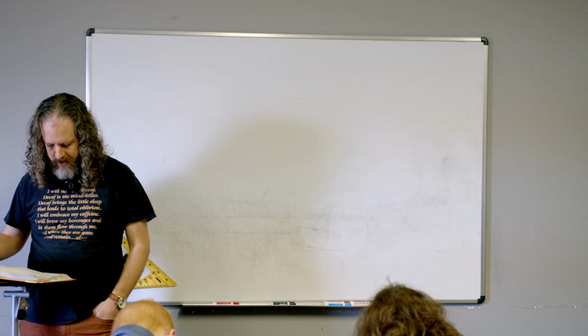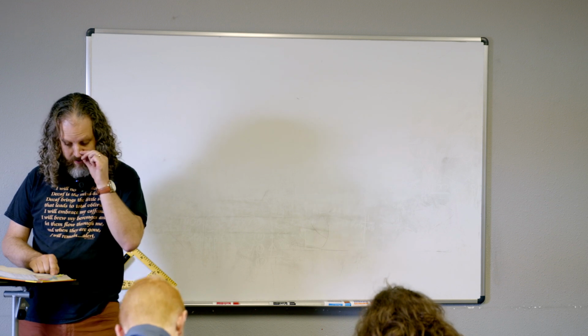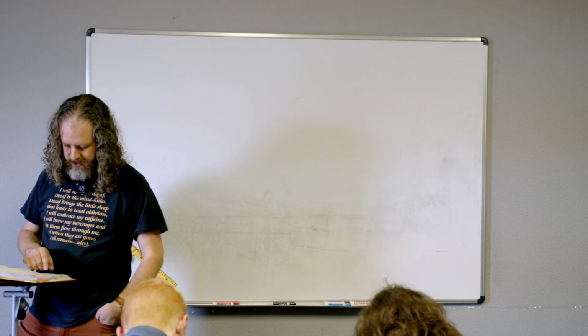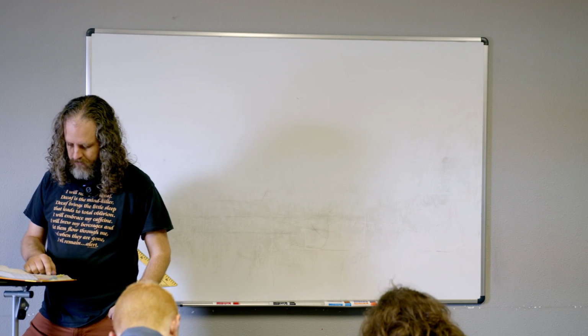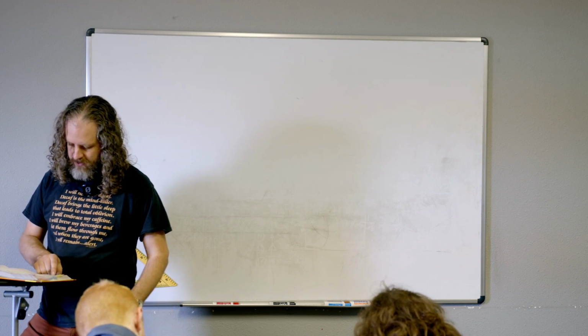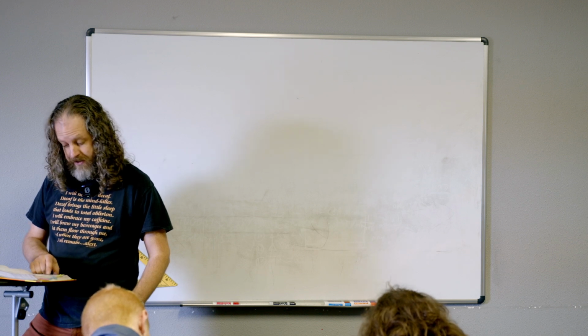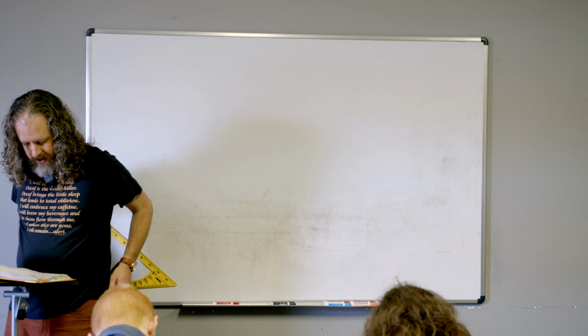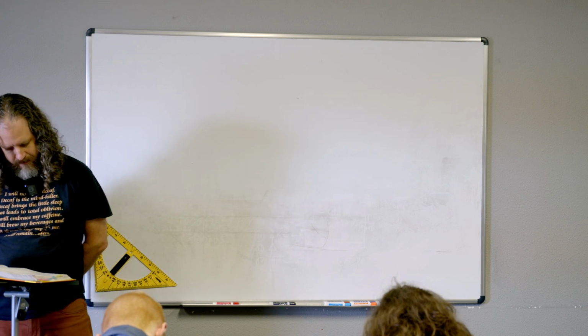Number 4, the sine is 12/37. The cosine is 35/37. Tangent is 12/35. Cosecant is 37/12. Secant is 37/35. Cotangent is 35/12.